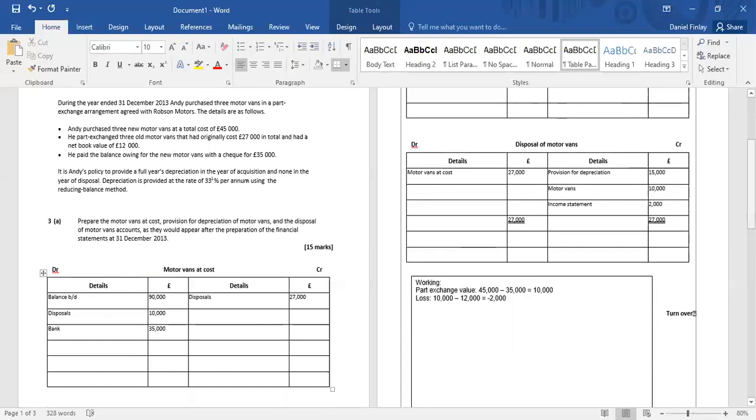So if I look at this side, well, I can total this side. So I get 135,000. So therefore this side needs to be 135,000. So if you work out the difference, 135,000 take away 27,000 gives us 108,000. So that's going to be my balance CD. On this side, my balance CD would be 108,000. So that's my cost value for my motor vehicles.